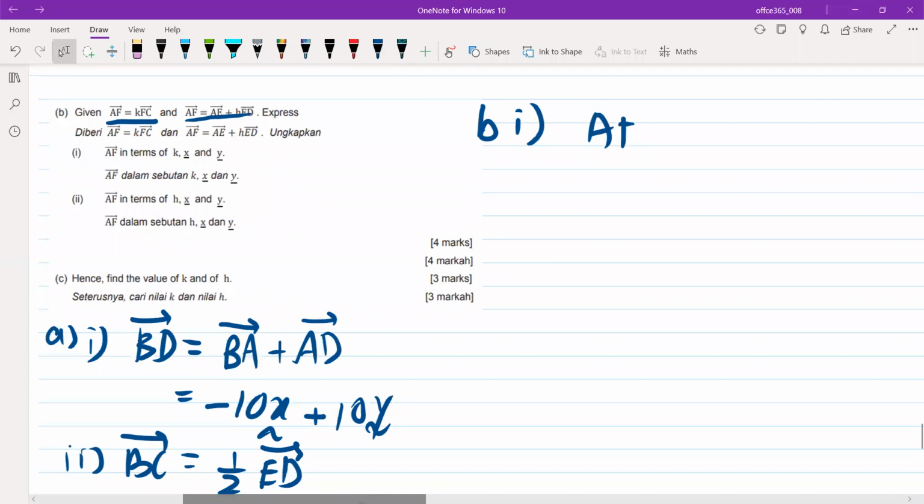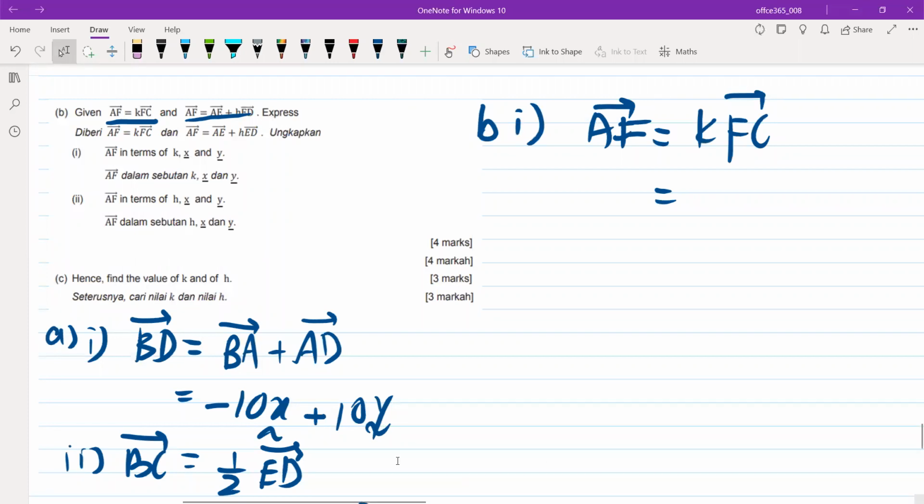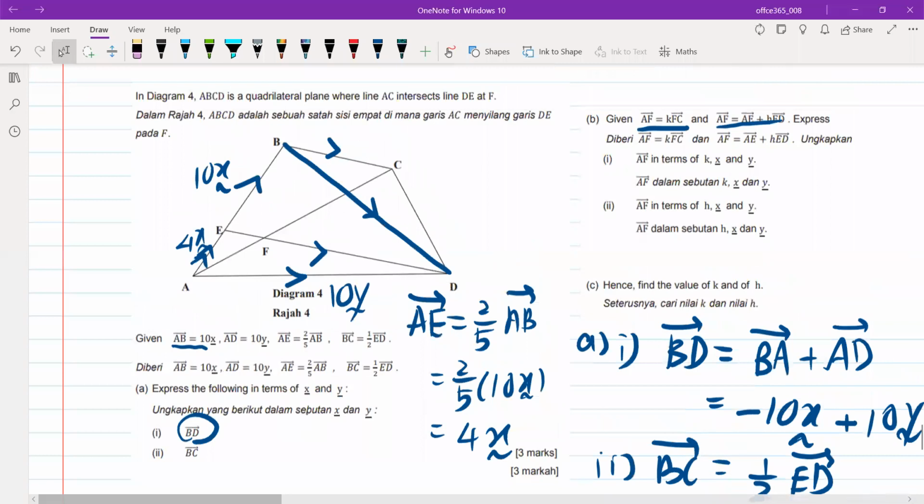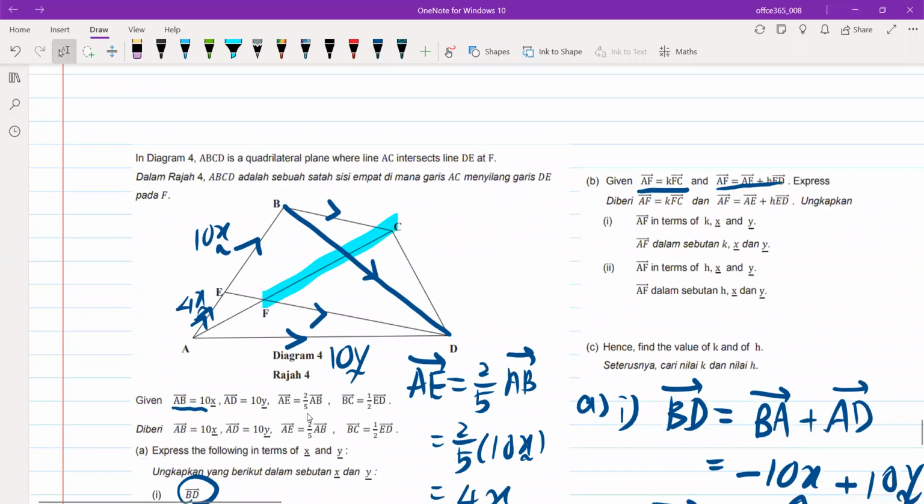So the thing is, I want to find the AF vector. The question asks you to write it in terms of x and y. They already told you AF is k times FC. Where's the FC vector? Here. So you have to know where it is.